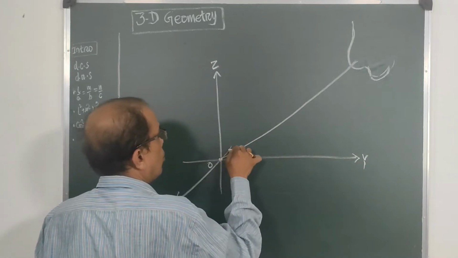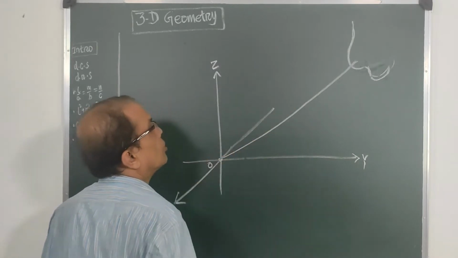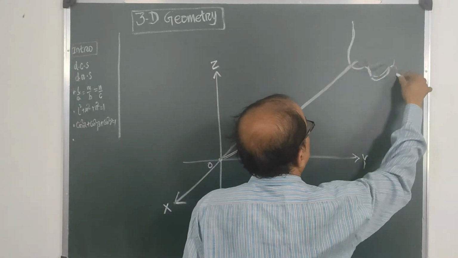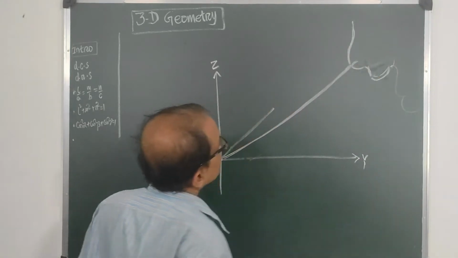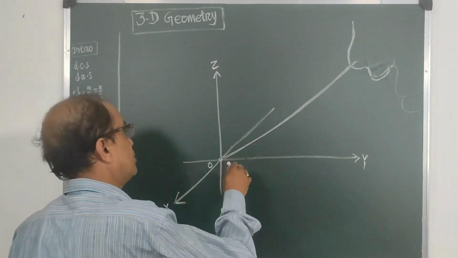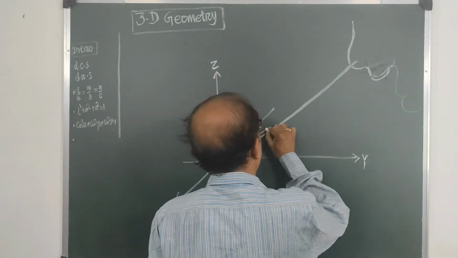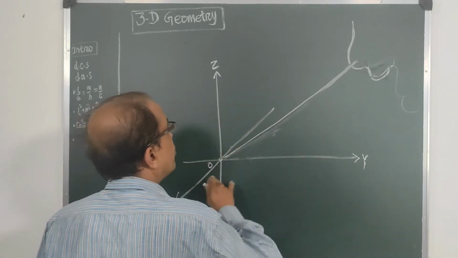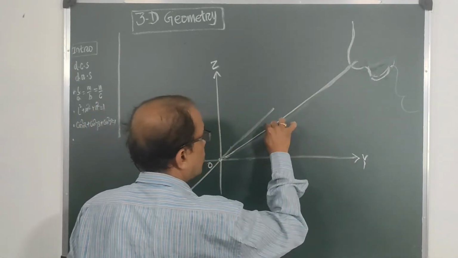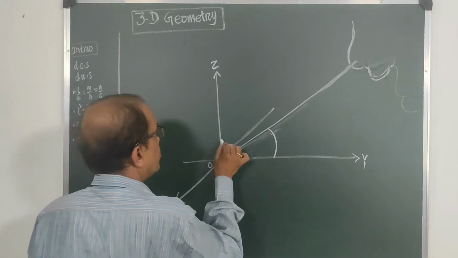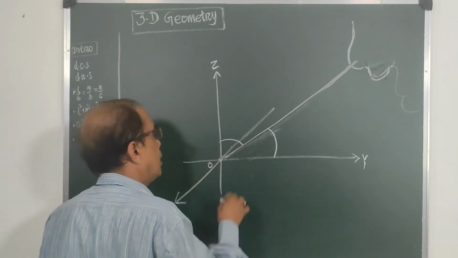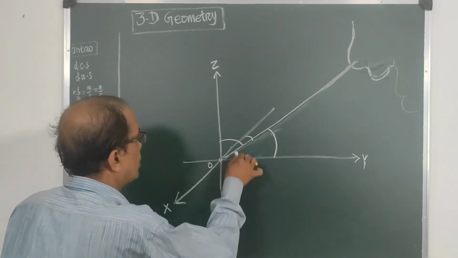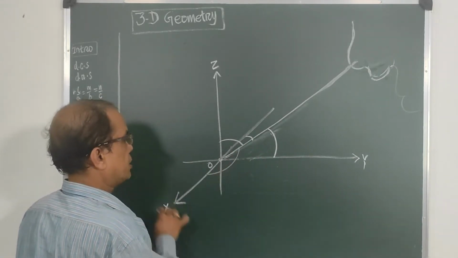See what will happen to the string when the person is there, and let us make it straight. You can clearly see that the string makes an angle with y axis, it also makes an angle with z axis and also with the negative x axis, or it also makes an angle with the positive x axis.